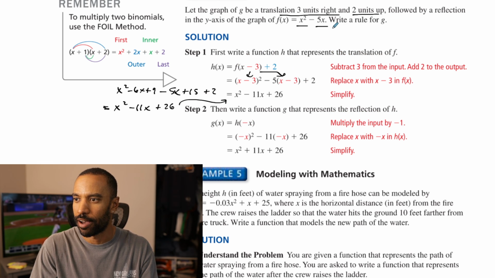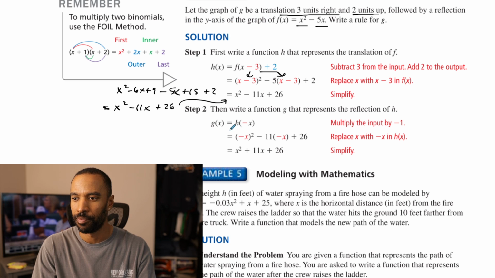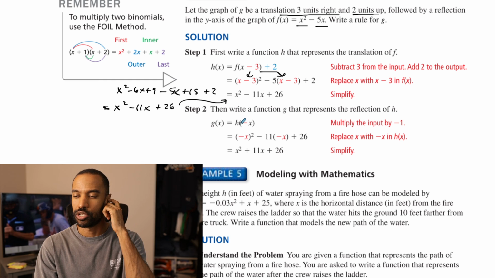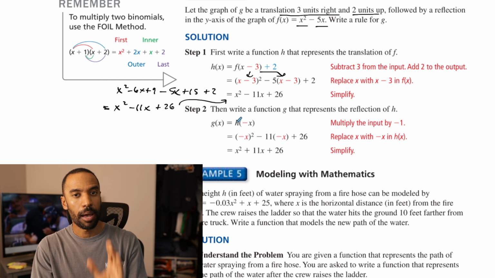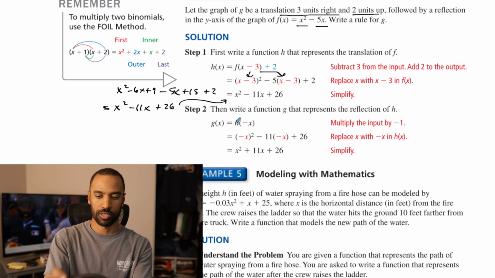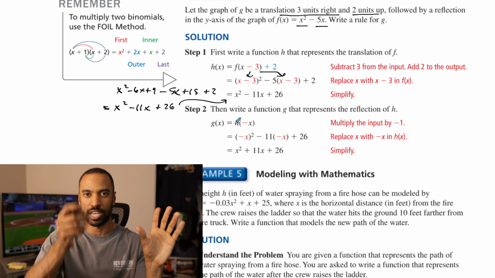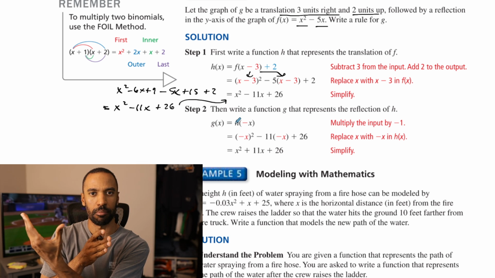They say then write a function. Wait, what do they do? Oh, followed by a reflection in the y-axis. We're not done. Then we do the reflection in the y-axis, which is flipping over, changing all your x's to make them negative. Now, this parabola was not on the y-axis, so flipping it will not necessarily be the exact same. If it's off the y-axis, flipping it moves it over.